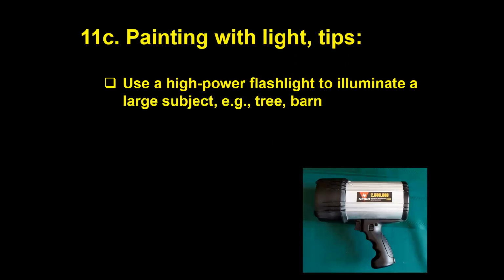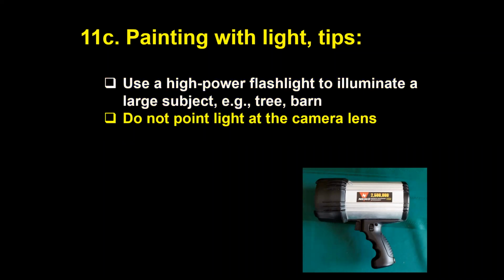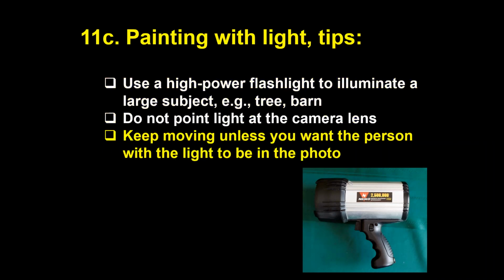Okay, to paint with light, you have to use a high power flashlight to illuminate the subject, like a tree or barn. And this is a photograph of one of these huge flashlights. And don't point the light at the camera lens, or you're going to overexpose it for sure. And keep moving unless you want to be part of the photograph yourself.